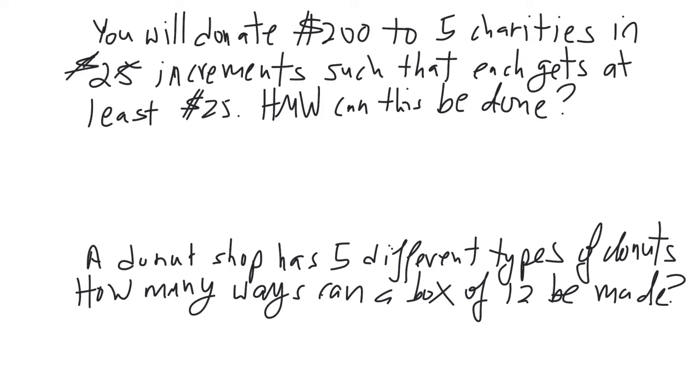Here are 2 other distribution problems. I'm going to donate $200 to 5 charities in $25 increments. Everybody's going to get at least $25. How many ways can I allocate my money in $25 chunks? And a donut shop has 5 different types of donuts. How many ways can they pack up a box of 12 donuts? So different combinations of the 5 types of donuts.